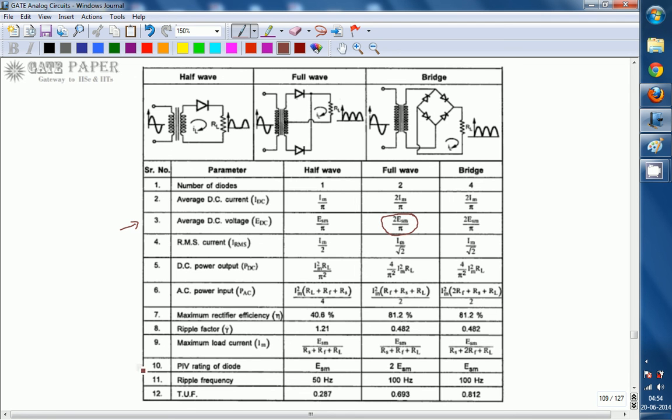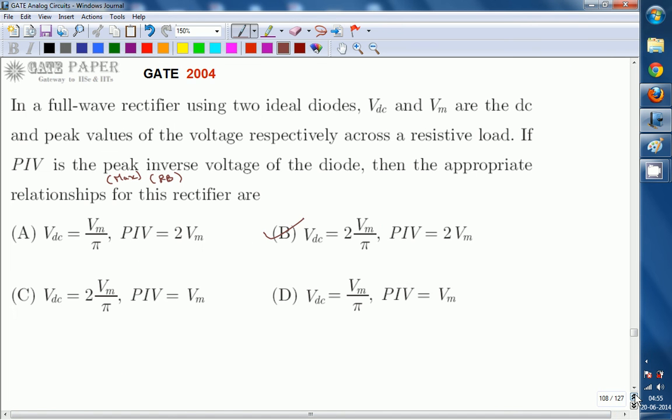Next, the PIV rating of the diode. It is Vm for the half wave rectifier, 2 Vm for the full wave rectifier, and again Vm for the bridge rectifier. This is what we are interested in. So the average value of the DC voltage is 2 Vm by pi, and PIV is 2 Vm. So the right answer for this question is B.